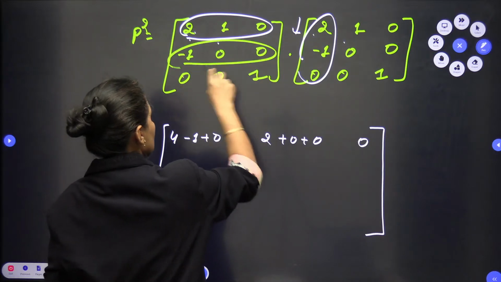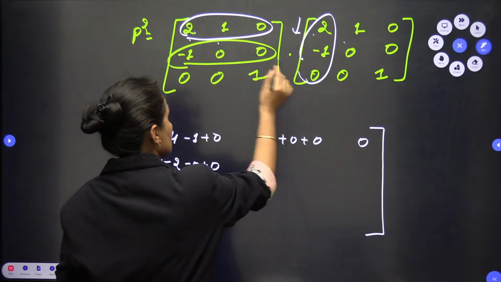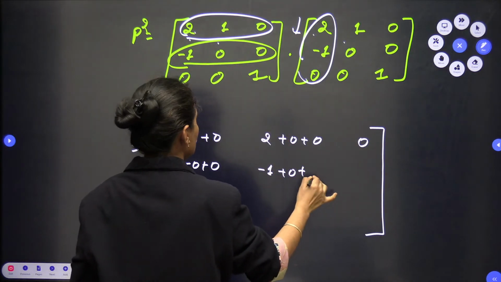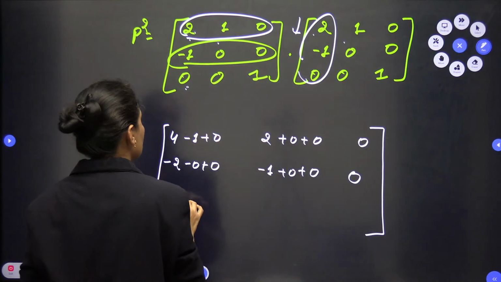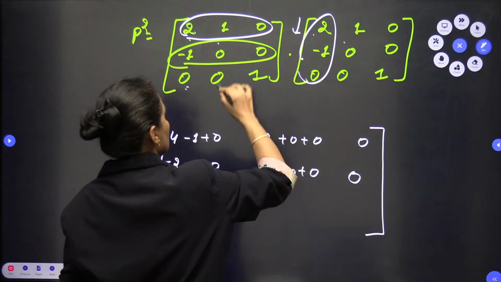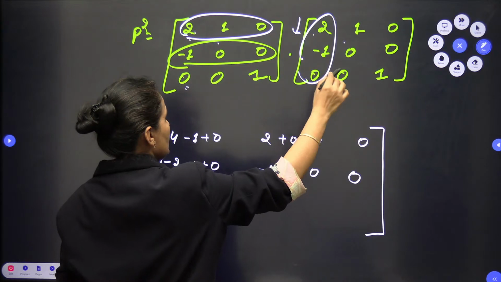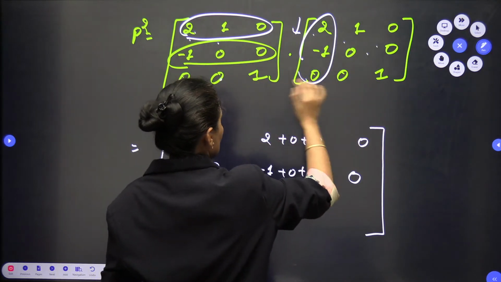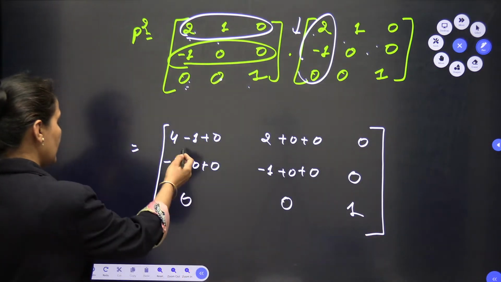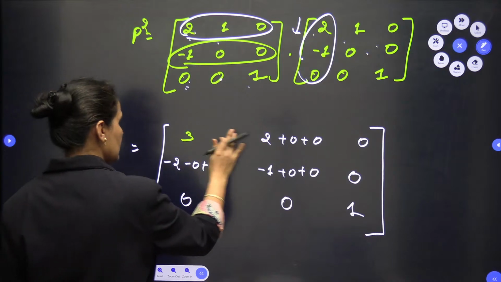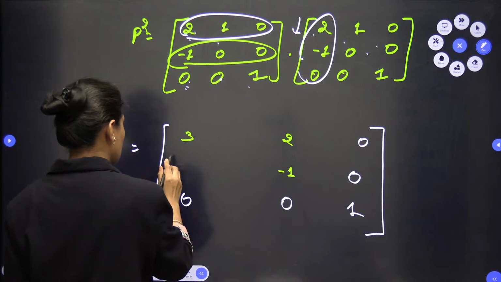Then when I go with the second row with the first column, minus 2, 0, or 0. This is again minus 1 0 0, and this is 0 0 0. And the last is again 0 0 0 0. This will be 0 0 0, and this will be 0 0 1. So when we are writing, this is 4 minus 1, basically 3. This is 2 plus 0 is 2. This is minus 2.